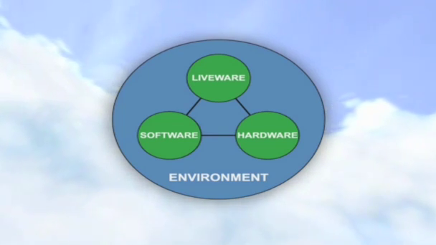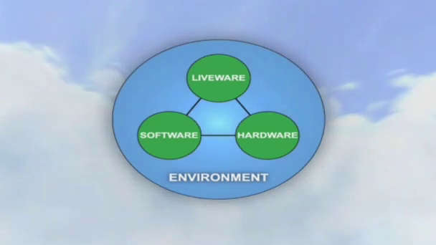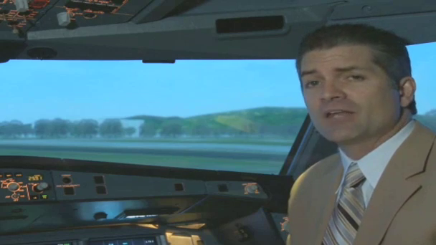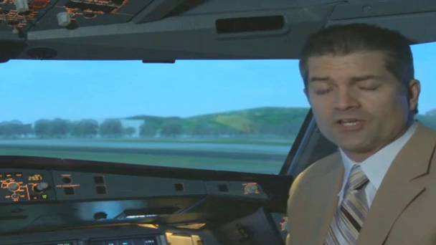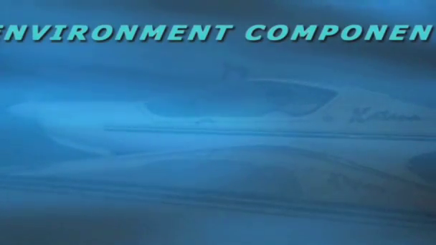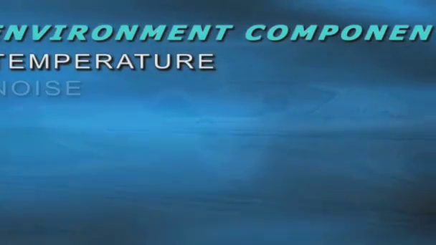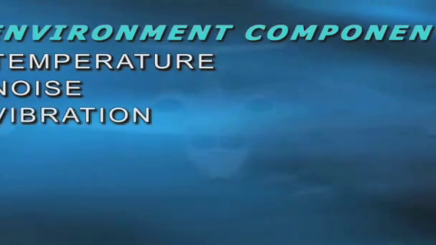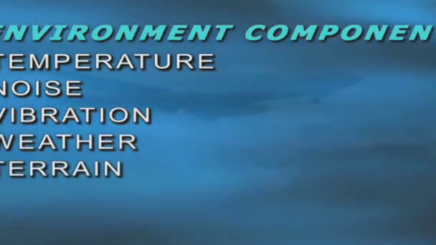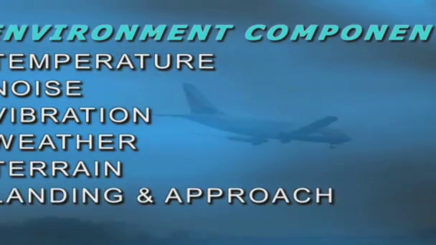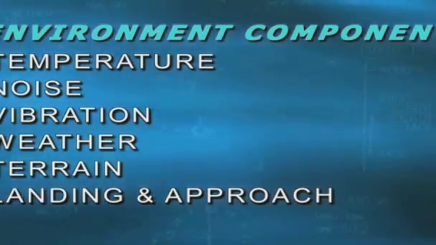The second component in the shell model is H, or hardware. Hardware is comprised of the actual cockpit, the layout of flight controls, seat design, and computer systems. The third component in the shell model is E, representing the environment. The environment embodies both internal cabin and external aircraft areas. Elements such as temperature, noise, vibration, weather, terrain, landing and approach all play a part of the environment component.